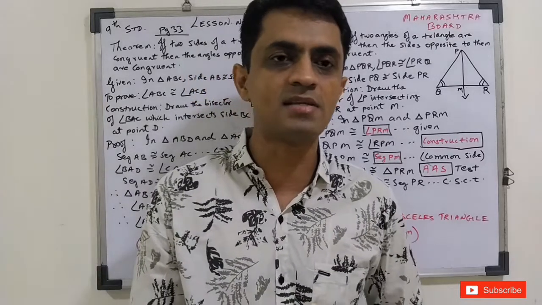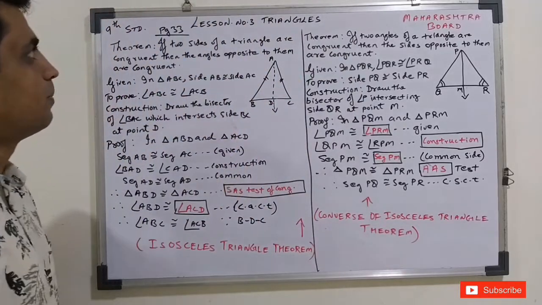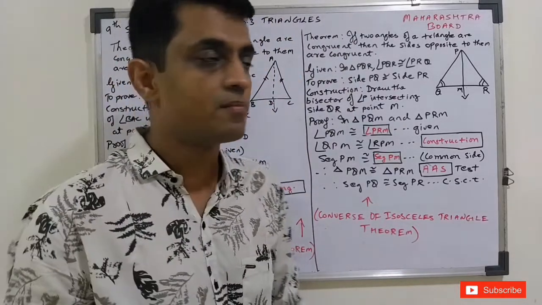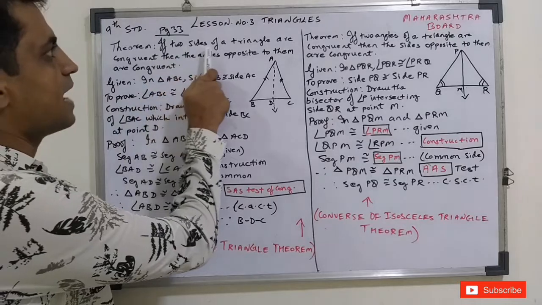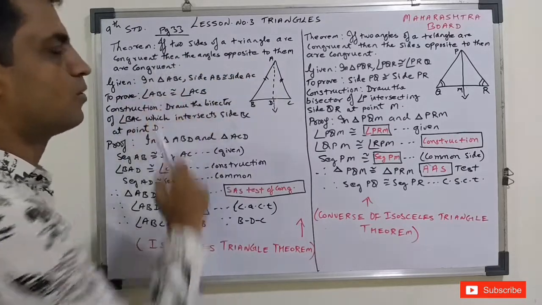Now in this session we are going to study some of the important theorems before starting with the practice exercise number 3.3. Okay, the first theorem on page number 33 of your textbook. The theorem is, if the two sides of a triangle are congruent, then the angles opposite to them are congruent.